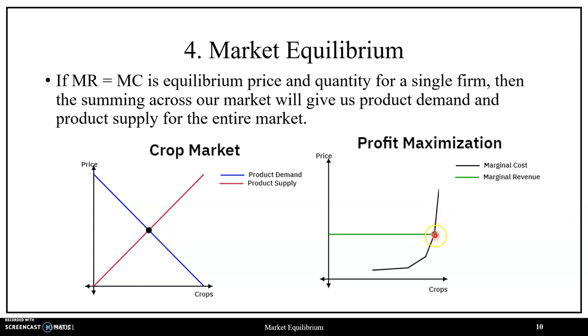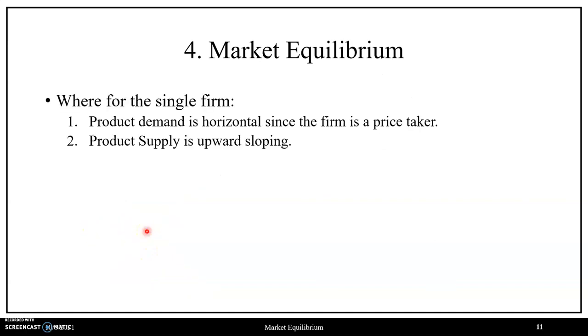So then with this information, we can then look at the equilibrium price and quantity level for an individual firm, as well as the equilibrium quantity level and price level for the entire market as a result. So then to recap that, for an individual firm, we have that product demand is horizontal, since a firm in a competitive market is a price taker and they do not have market power.